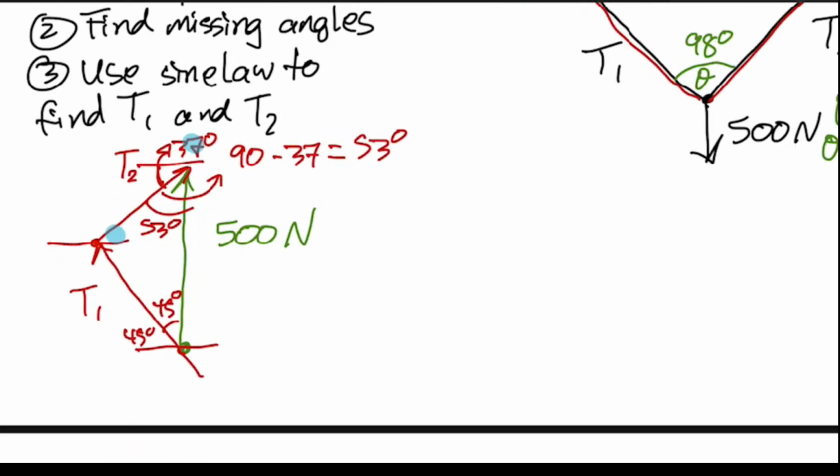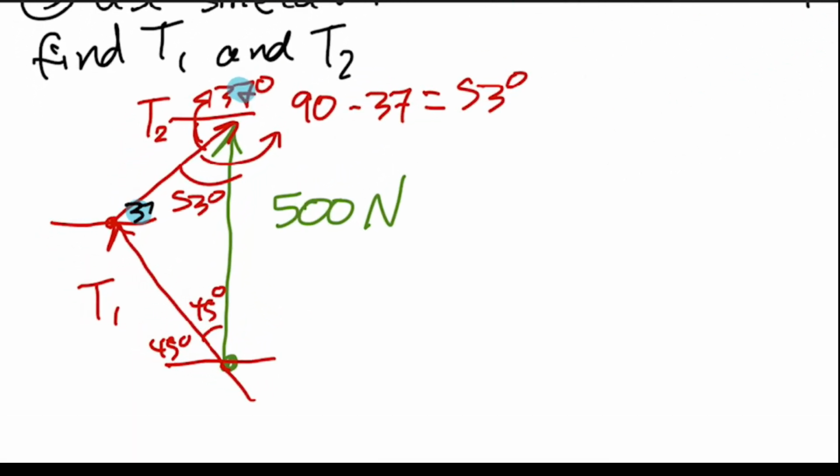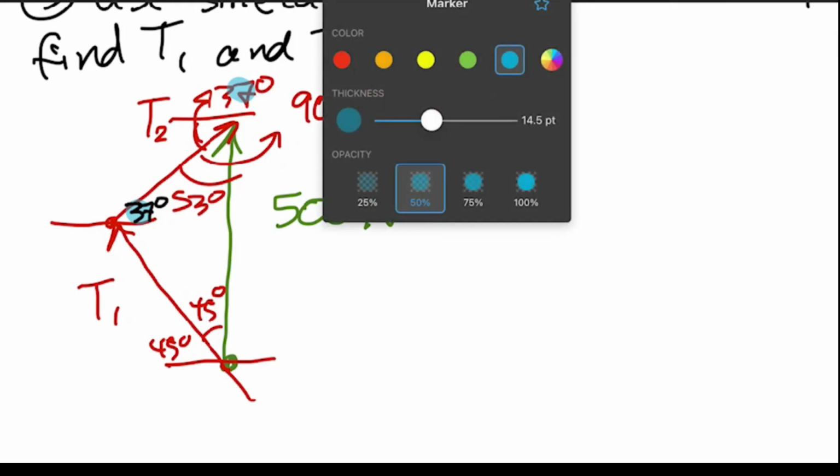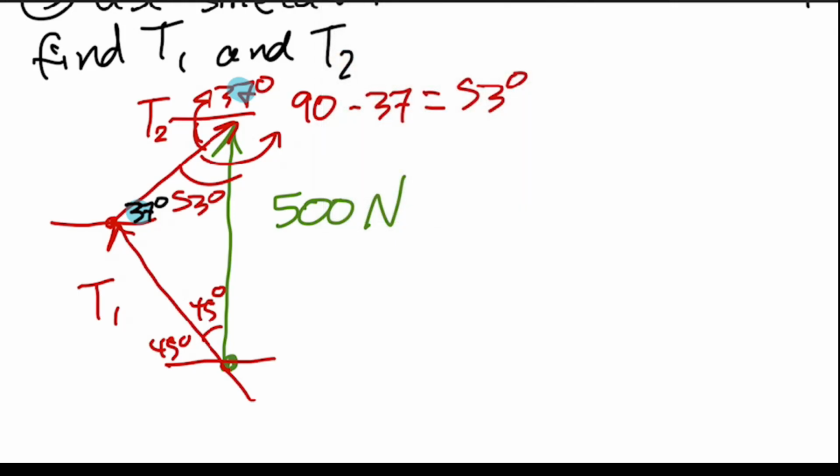That's going to be 37 degrees. And we can do the same thing on the other angle. If this is 45 degrees, so is this. So let's label that 45 degrees. So my angle here is 37 plus 45, which gives me 82 degrees.